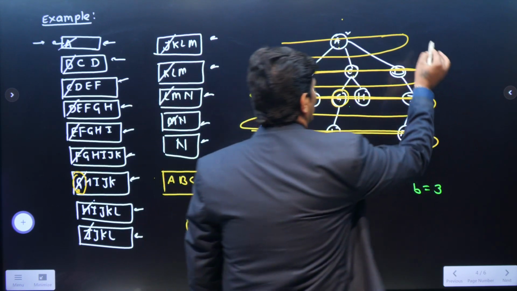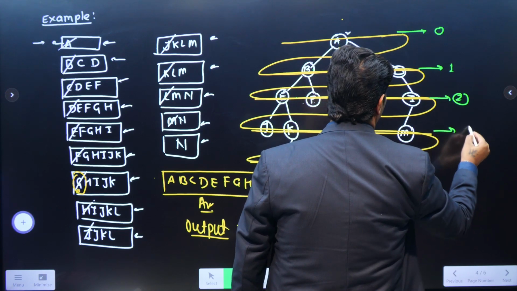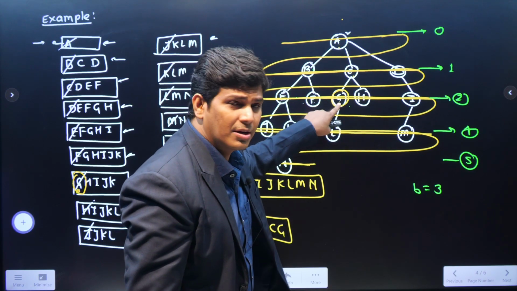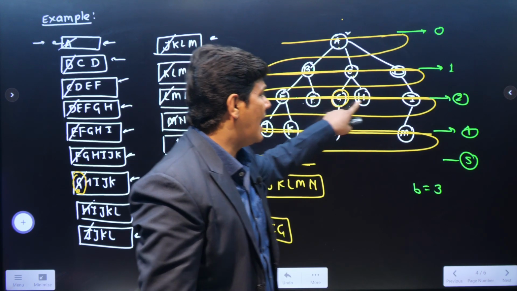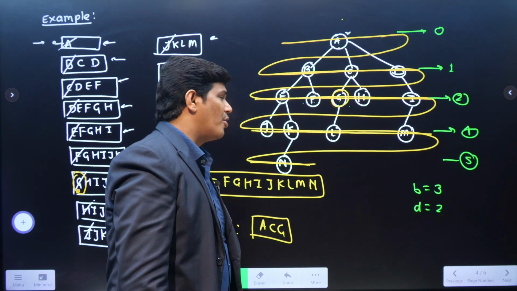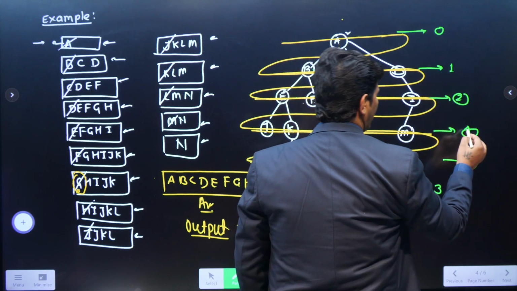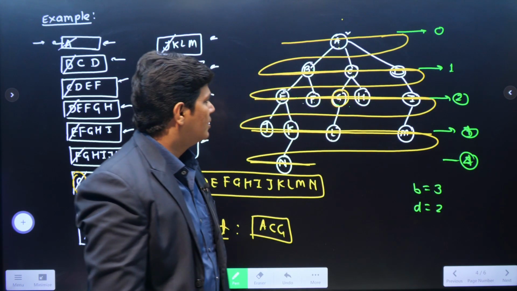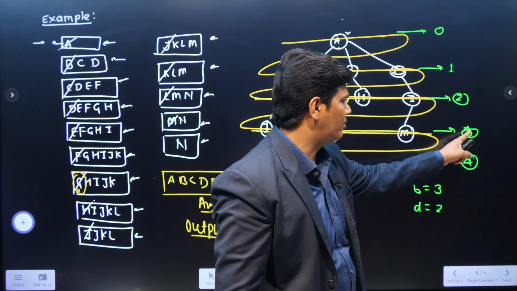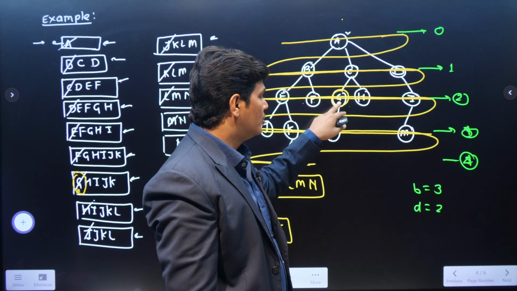Now depth. Guys, this is depth 0, this is depth 1, this is depth 2, this is depth 3, and this is depth 4. I'm really sorry, depth always starts from 0, then 1, then 2, then 3, then 4. So we are searching G and we are getting this node at depth 2. So in this particular example, the value of D is 2.